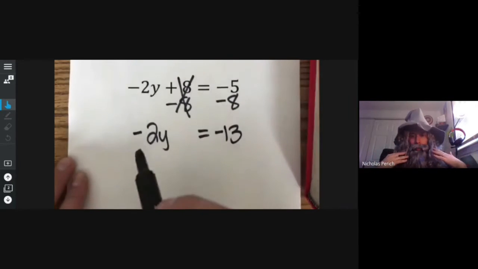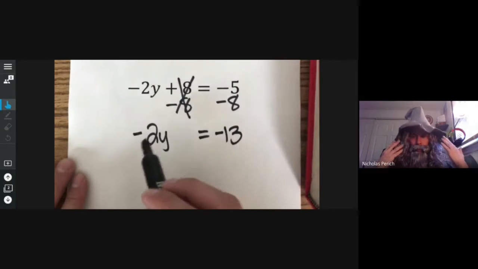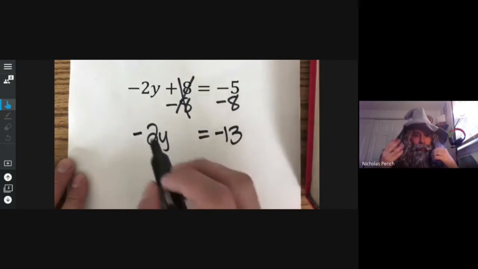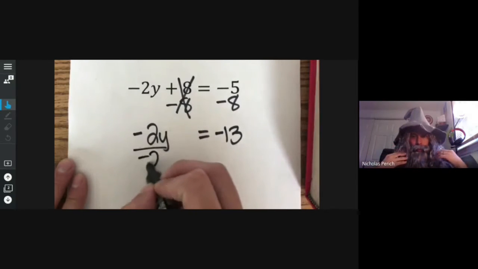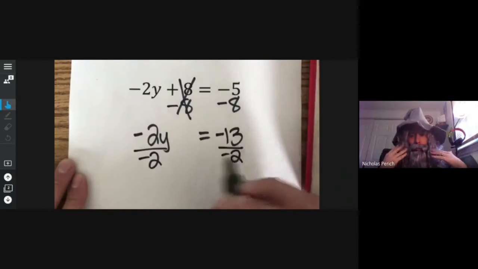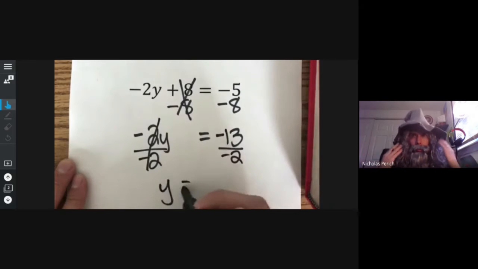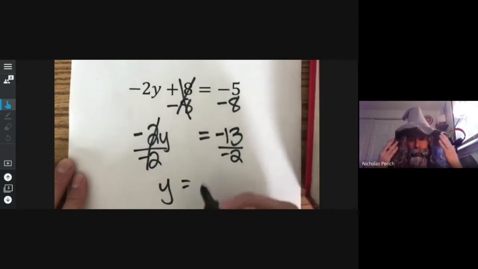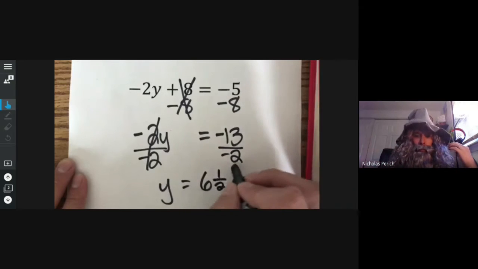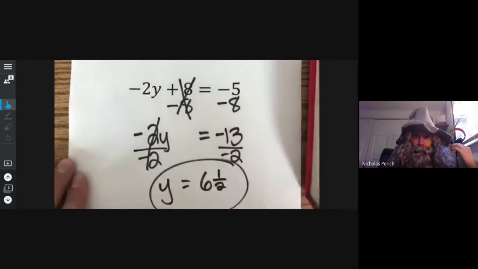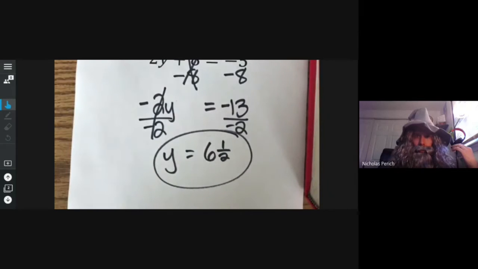Okay. Y still not all by itself yet. You have to do the opposite of what negative 2 is doing to y. Since negative 2 is being multiplied to y, we divide both sides by negative 2, cross out the negative 2s. Negative 13 divided by negative 2 is positive 6.5, or you could just have 13 over 2.